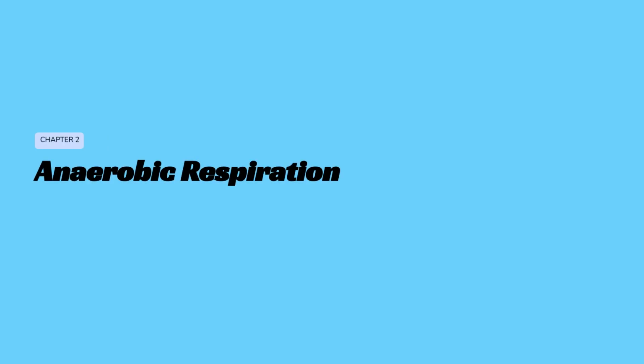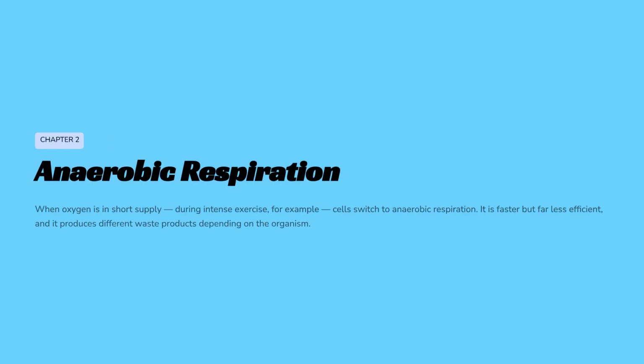Now let's explore Chapter 2, Anaerobic Respiration. This process kicks in when oxygen supply is short, such as during intense exercise. It's faster than aerobic respiration but far less efficient, producing different waste products depending on the organism.